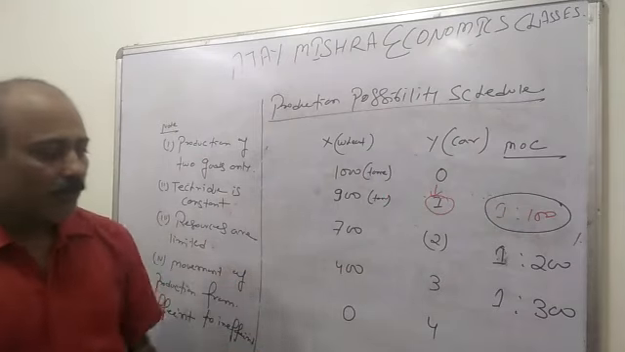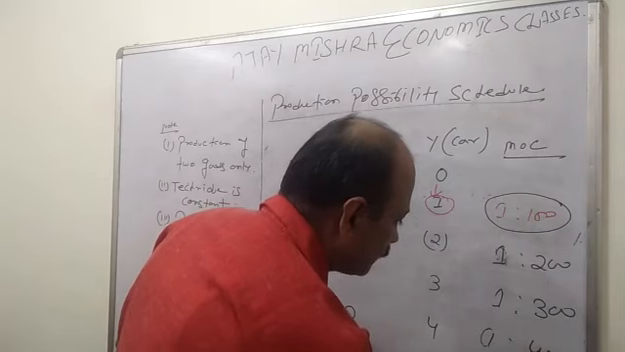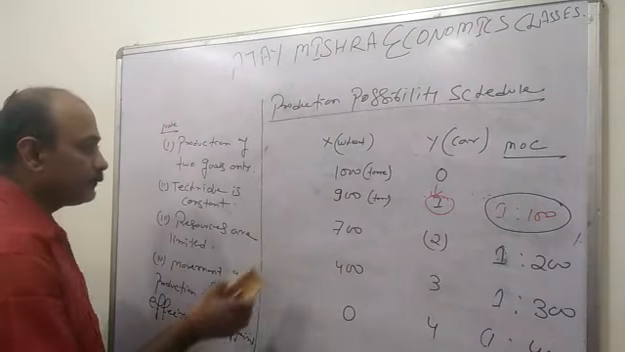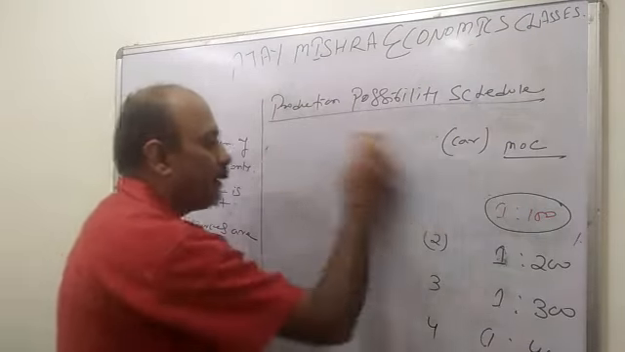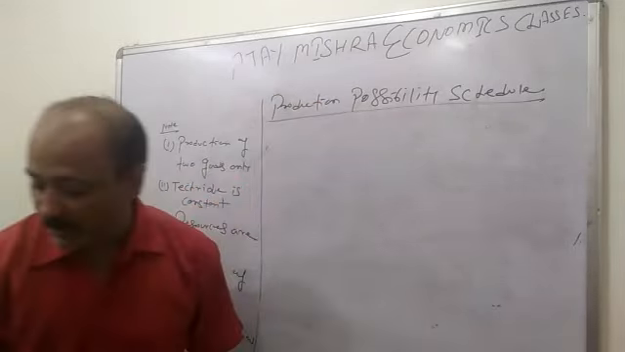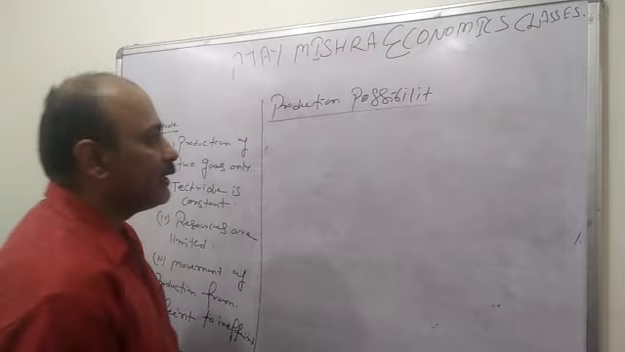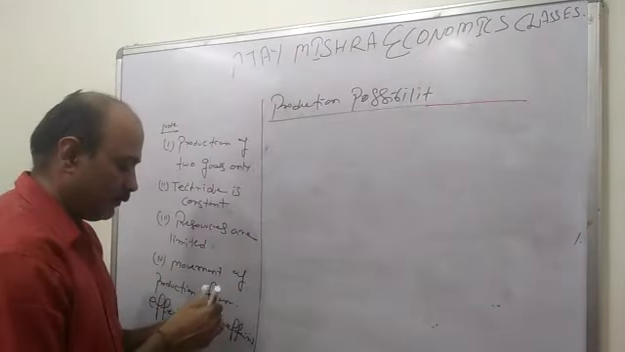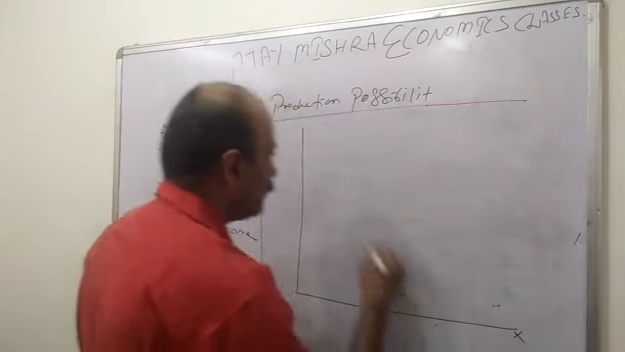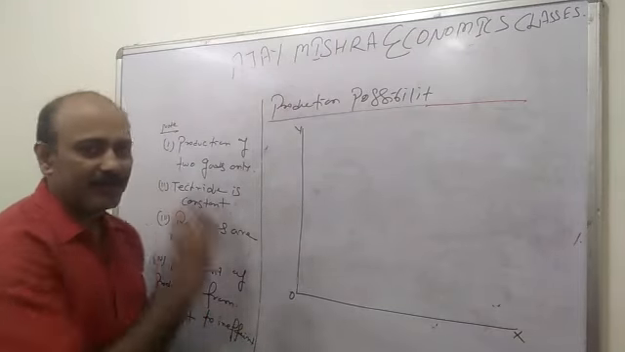So this is the schedule. All of you have written the schedule. So now we move further. Now we are moving from PPS, the production possibility schedule, to PPC. Now we are drawing the final part of this topic, which is known as the PPC curve. This is the x-axis and this is the y-axis.